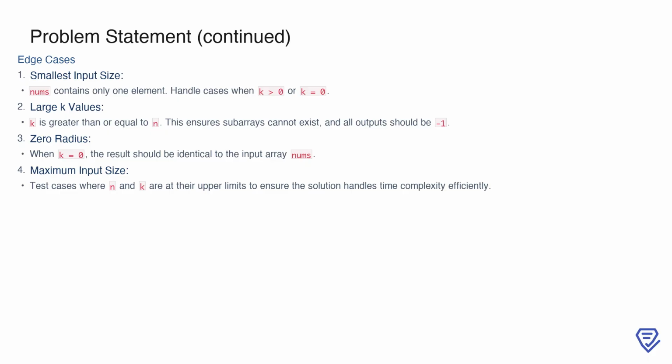Another edge case is when k is 0, meaning the result is just the original array nums since no neighbors are involved. Lastly, for maximum input sizes, where both n and k are at their upper limits, the solution must be efficient enough to handle these cases without timing out. This requires careful consideration of time complexity and optimization strategies.